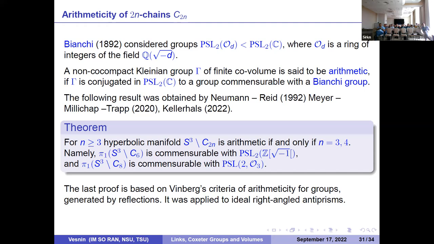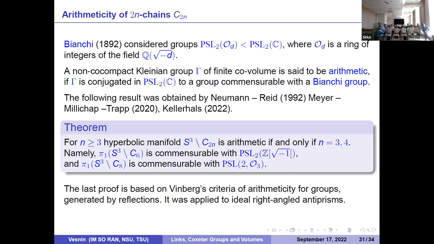Generally, non-compact Kleinian groups of finite covolume are called arithmetic if, up to conjugation, they are commensurable with a Bianchi group. Commensurable means that the two groups have finite index subgroups in each other. So this property is very nice.